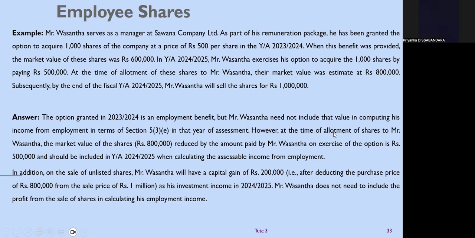However, at the time of allotment of shares to Mr. Vasantha, the market value of shares, that is 800,000, reduced by the amount paid by Mr. Vasantha on an exercise of his option, 500,000, should be included in 24-25 when calculating the assessable income from employment.